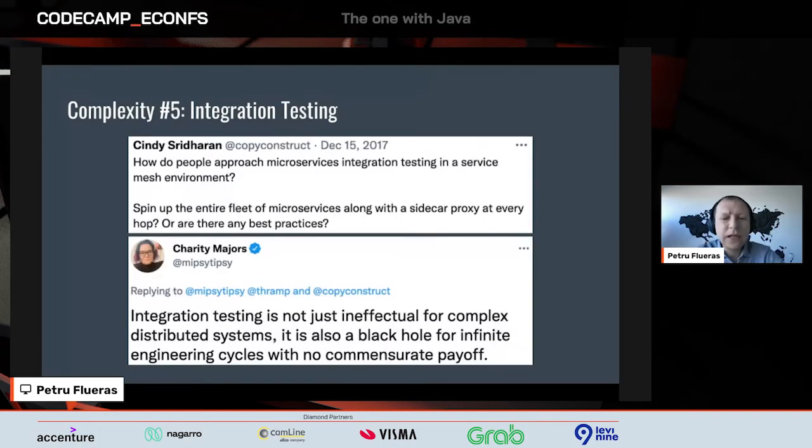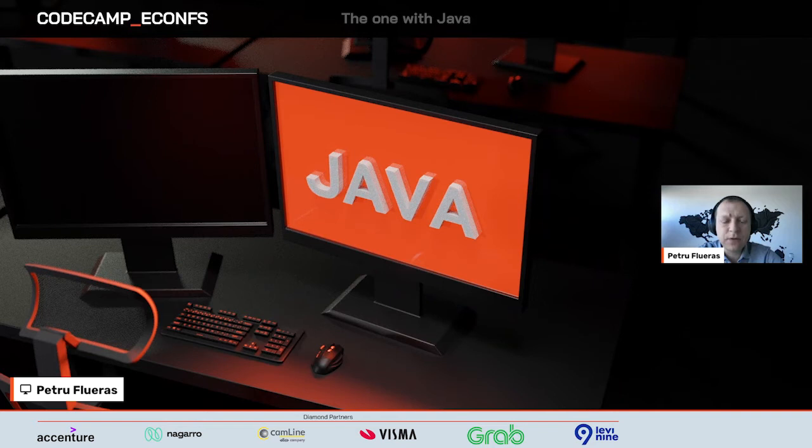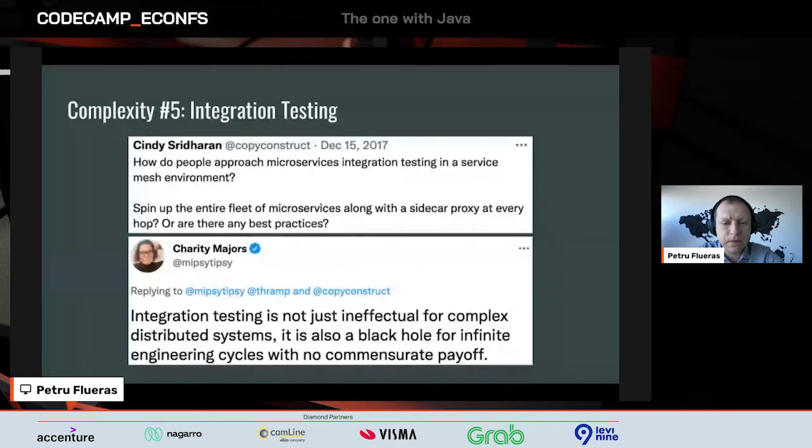What about the integration testing? Cindy is talking about it in the service mesh context, but this question is still valid for the microservices architecture. How do we test end-to-end a complete flow? Do we fire up the entire fleet of microservices? How should we do it? It's not easy and it's not trivial.